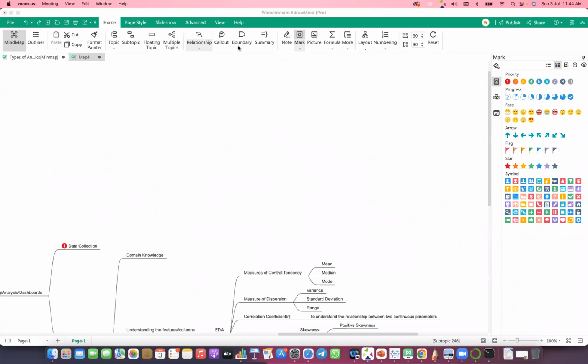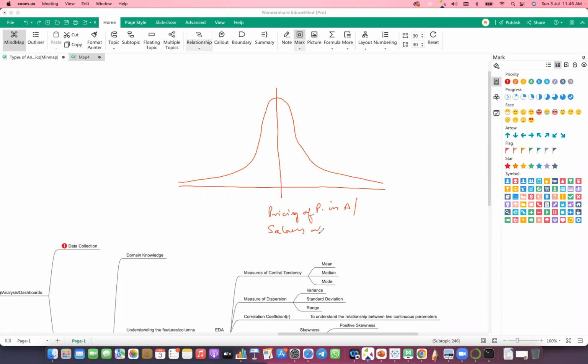Yeah. So now let us understand normal distribution. What is normal distribution? This is what normally distributed data looks like. For example, if you take the pricing of a product in Amazon, or the salary of employees in every company. So this y-axis is speaking about what? Is it right? Y-axis is speaking about count.